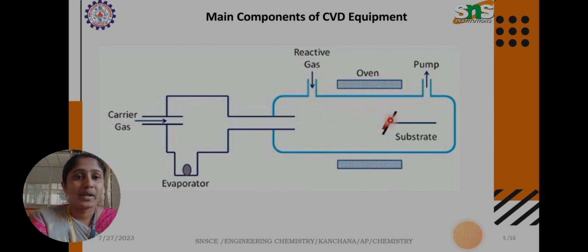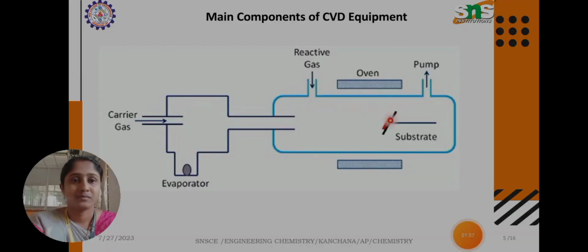Main components of CVD equipment: carrier gas, evaporator, reactive gas, oven, pump, and substrate.